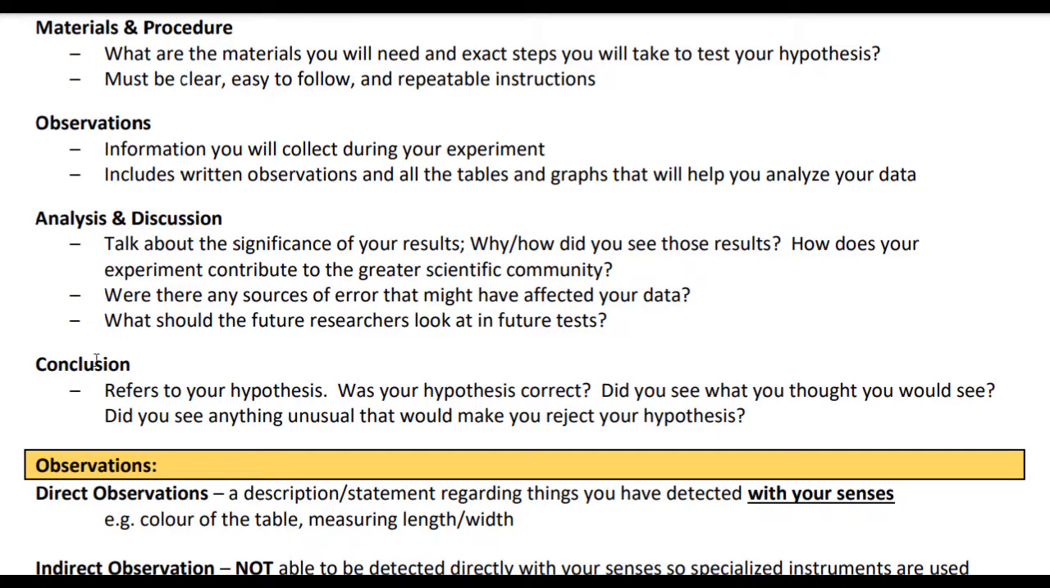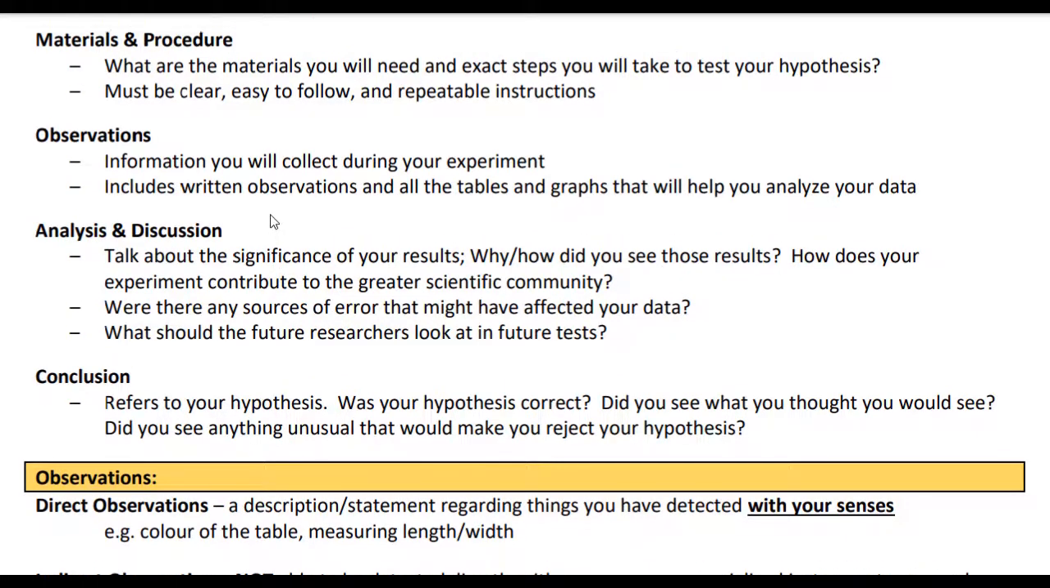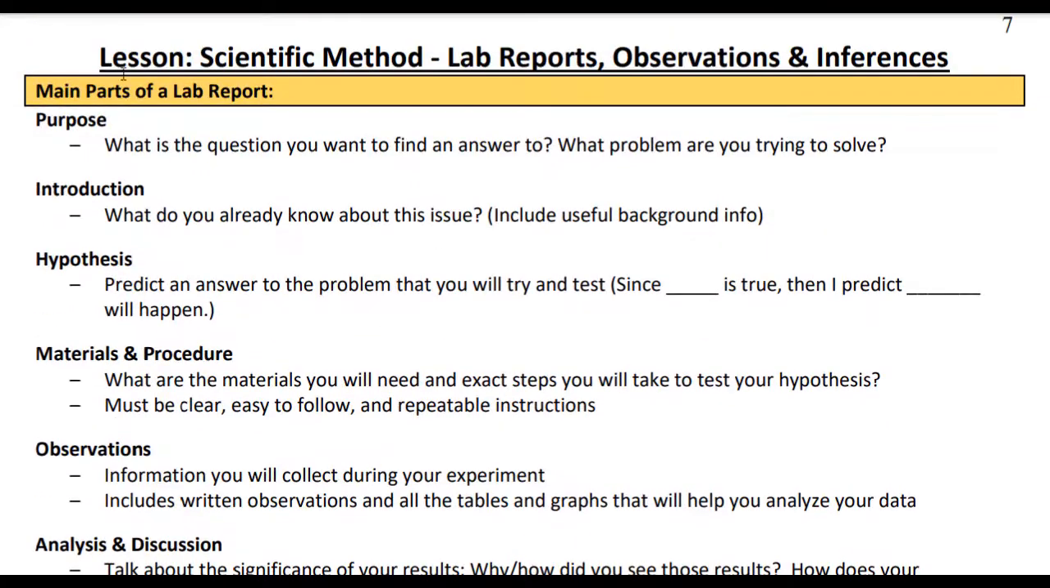And then your conclusion always goes back to your original hypothesis. Did you get it right? Did what you think would happen, happen? Or did you see something else? And if you saw something else, then you explain it in your conclusion and in the discussion section. Okay? So that's the overall idea of how we set up a lab.